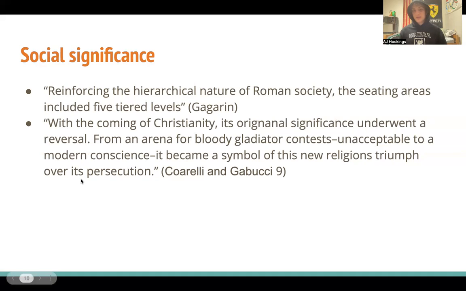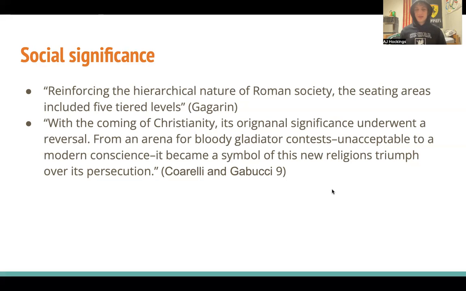And then the next one was about Christianity and the significance of the reversal of the arena. So the arena was originally for bloody gladiator contests, a type of show that is quite immoral in today's sense, in the Christian sense. And then later on throughout history, the Colosseum became the symbol of the new religious triumph over its persecution, because they've succeeded.